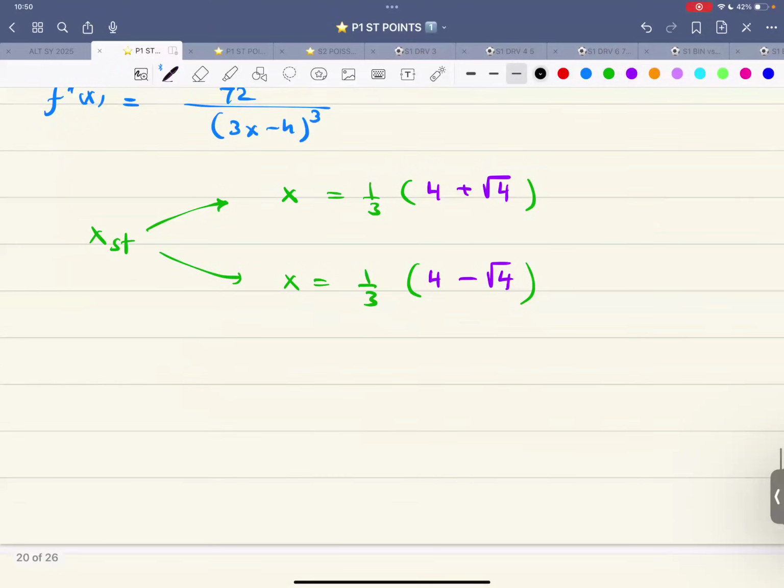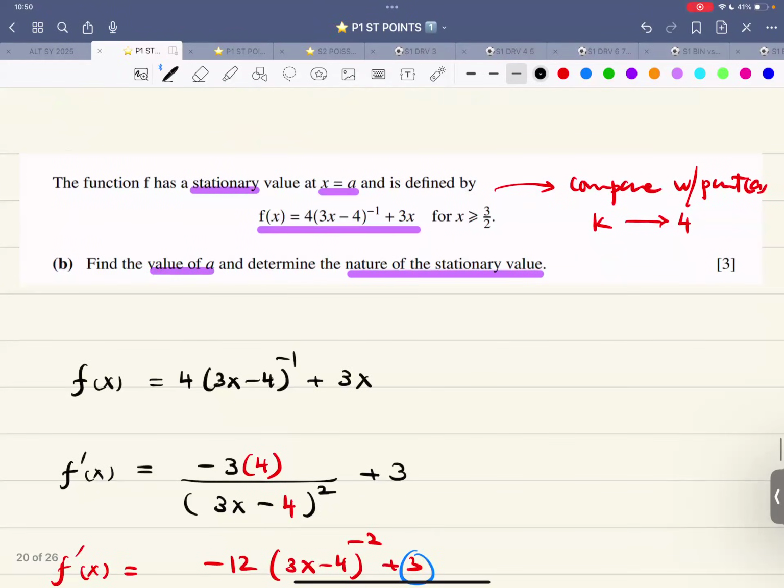So therefore, the first one is 1/3 of (4 plus 2), which is 6. 6 divided by 3 comes out to be 2. And this is 4 minus 2, which is 2. That's 1/3 of 2, which comes out to be 2/3. So we are looking to find the value of a.